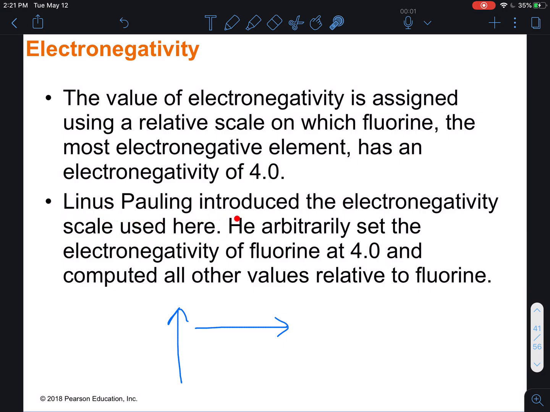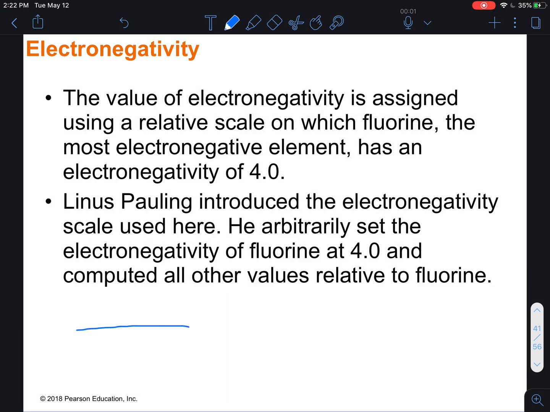Linus Pauling is a scientist, and he introduced the electronegativity scale that's going to be talked about in the next few slides. He arbitrarily set the electronegativity of fluorine to 4 and computed all other values relative to fluorine. Again, that is because fluorine is the most electronegative atom. Why is it the most electronegative atom? Well, we talked about it today a lot in our Zoom discussion section.